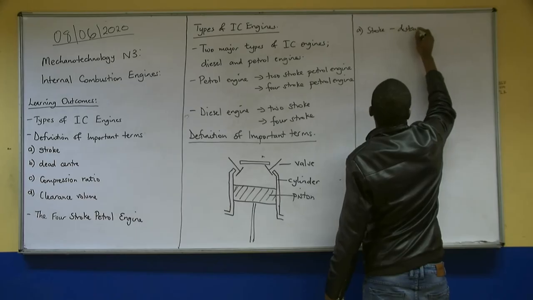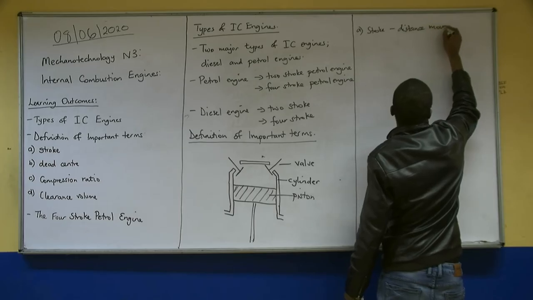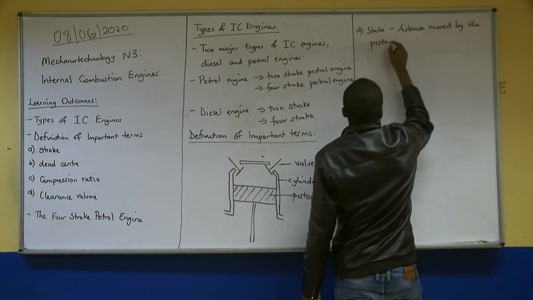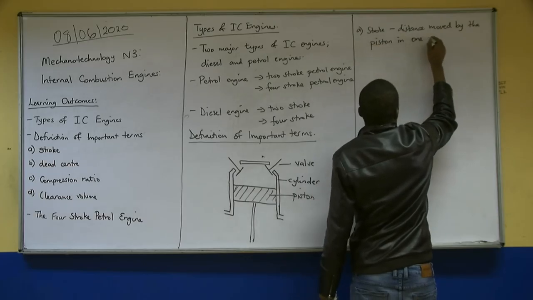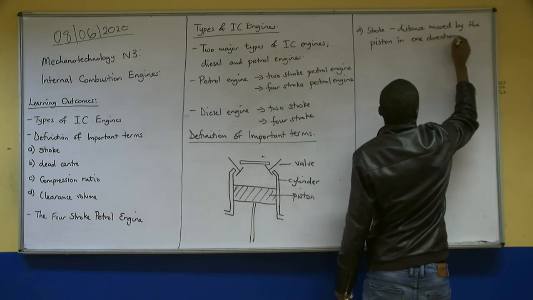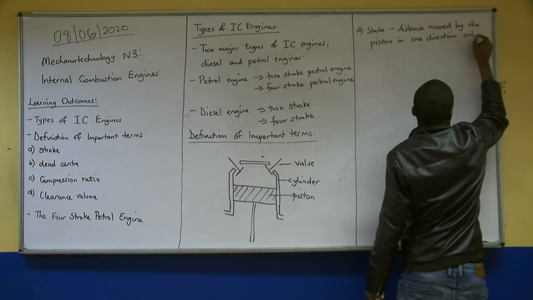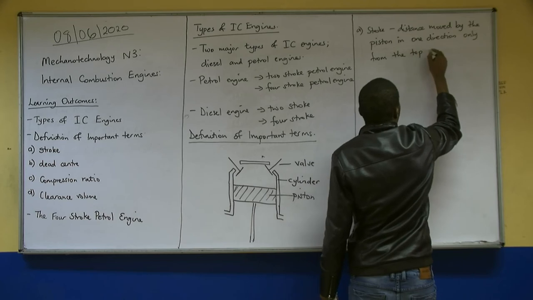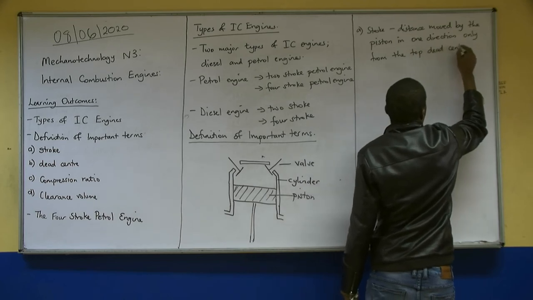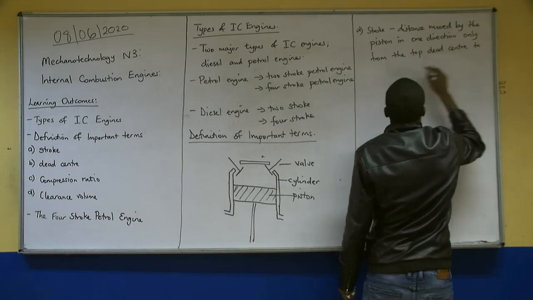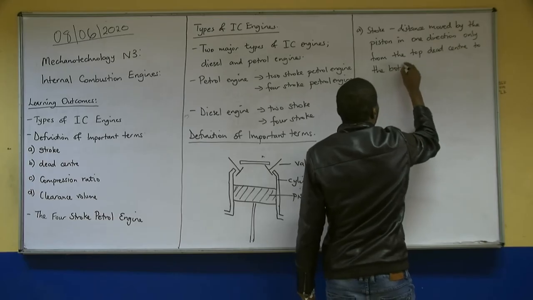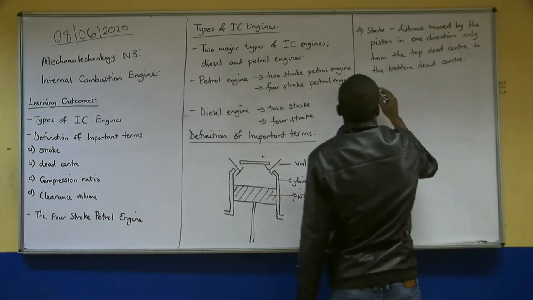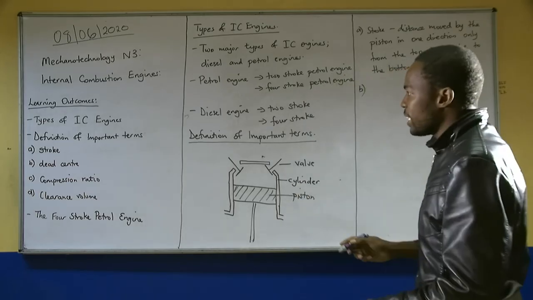This is the distance moved by the piston in one direction only. That is from the top dead center to the bottom dead center. Right, that is our stroke.